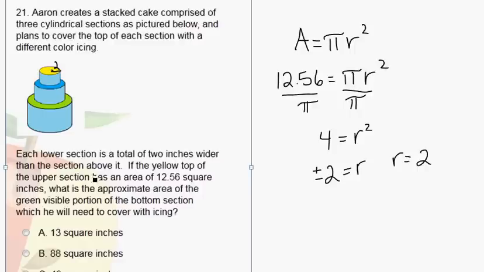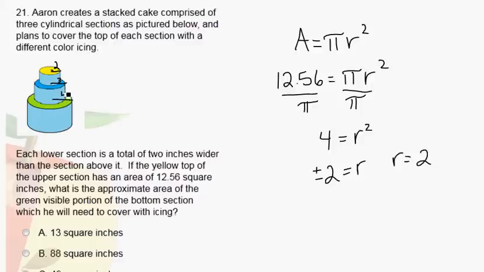So this distance from the middle of this cake out to the edge is 2. Now they tell us here that each tier increases by 2 inches as we go from one tier to the next. If the width increases by 2 inches, that means the radius is only going to be increasing by 1 inch. So the radius of this second layer is 3, and the radius down at the bottom is 4.